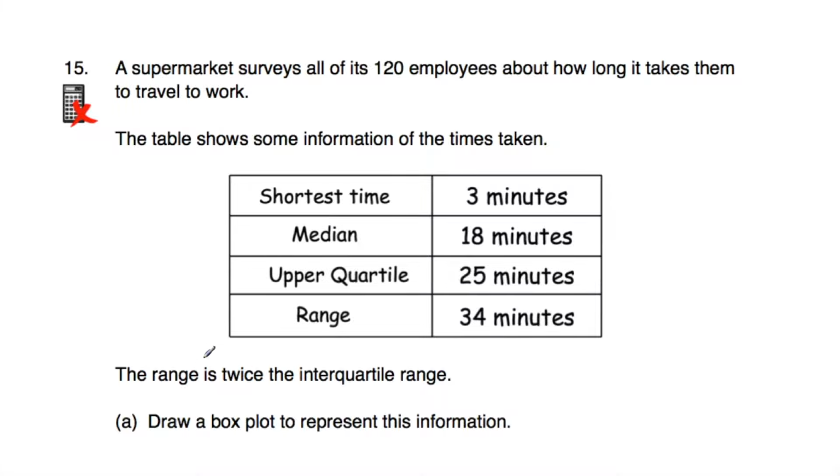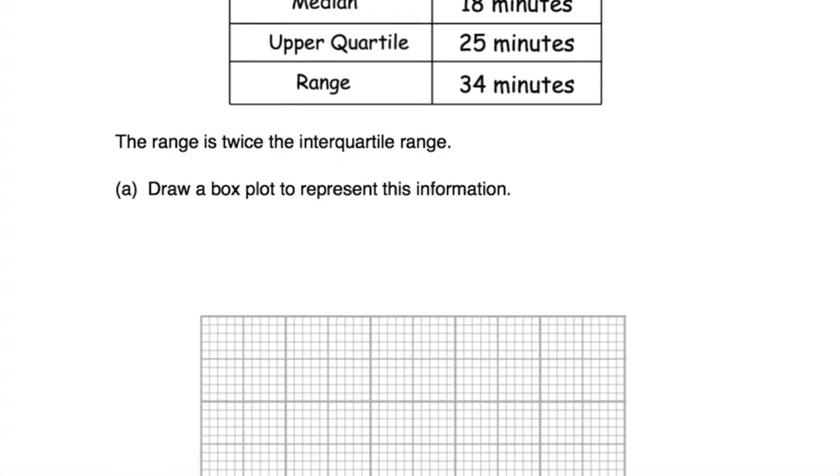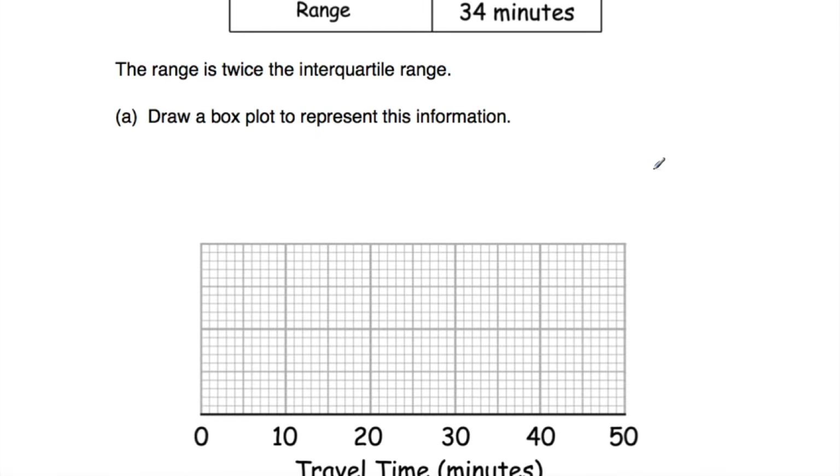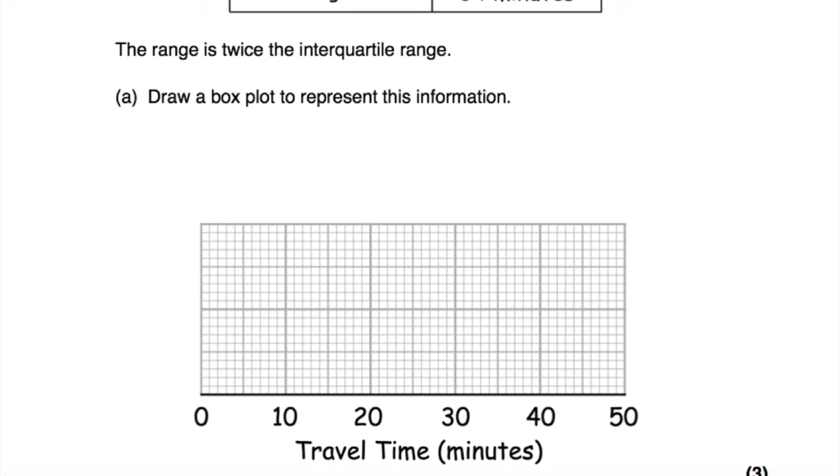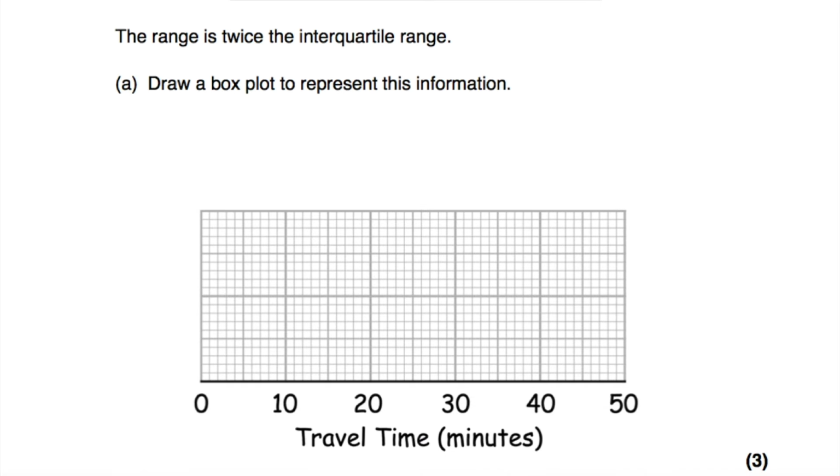And we're also told that the range is twice the interquartile range. So that means that the interquartile range would be half of the range. And then if we go on down, part A says, draw a box plot to represent this information. So we want to draw a box plot to represent that information. Now to draw a box plot, we need the 5 things.